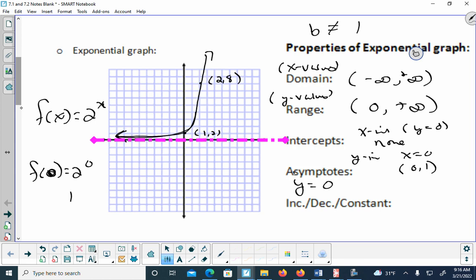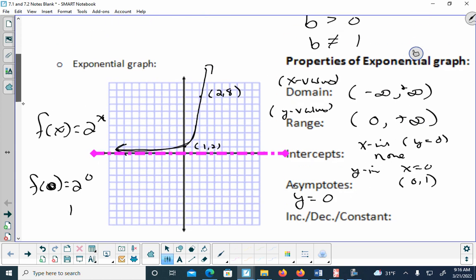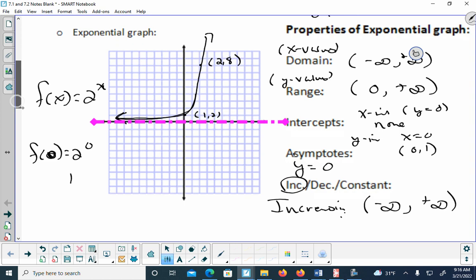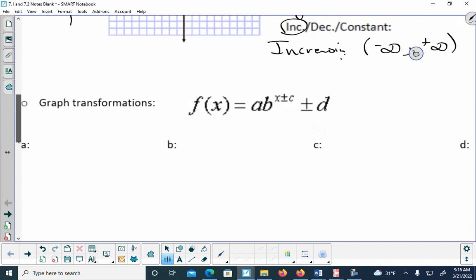And then if I ask for increasing and decreasing, as I look at this, it's a constantly increasing function. So it's increasing the entire time, from negative to positive infinity. So that should be a review of what we did last time. Now let's talk about transformations.